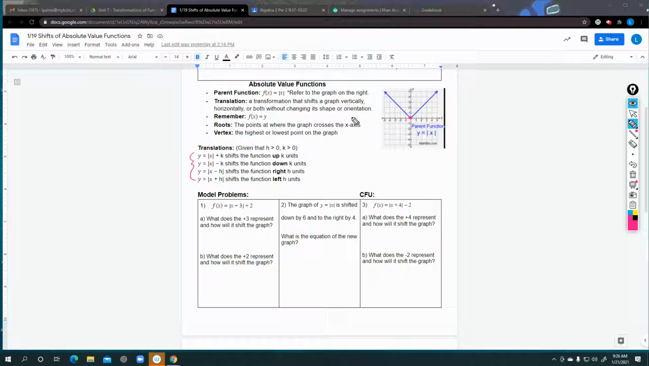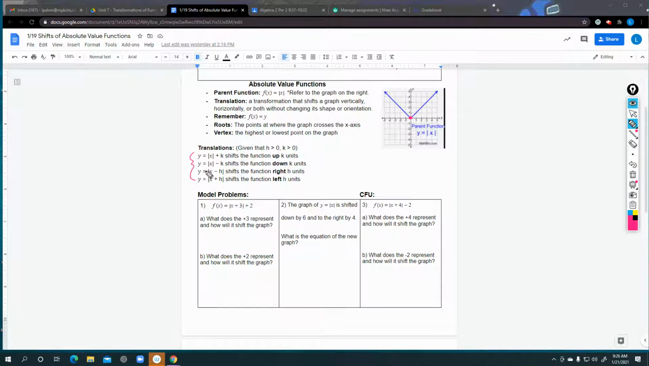shape or orientation. Remember, f of x is the same thing as stating y, so we can have y equals or f of x equals, depending on however the author feels like writing. Just a couple little vocabulary words here. Roots and vertex. Roots are the points where the graph crosses the x-axis, and your vertex is the highest or lowest point. It's kind of like the point of the V that is created by your absolute value function.